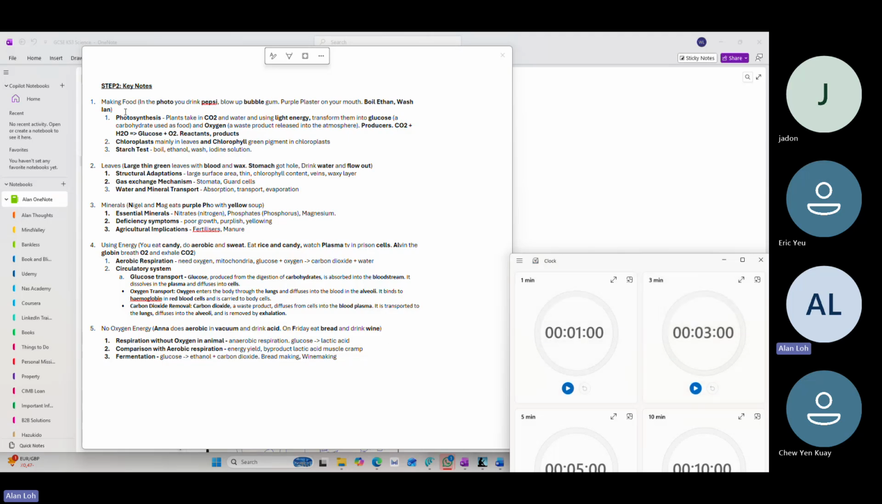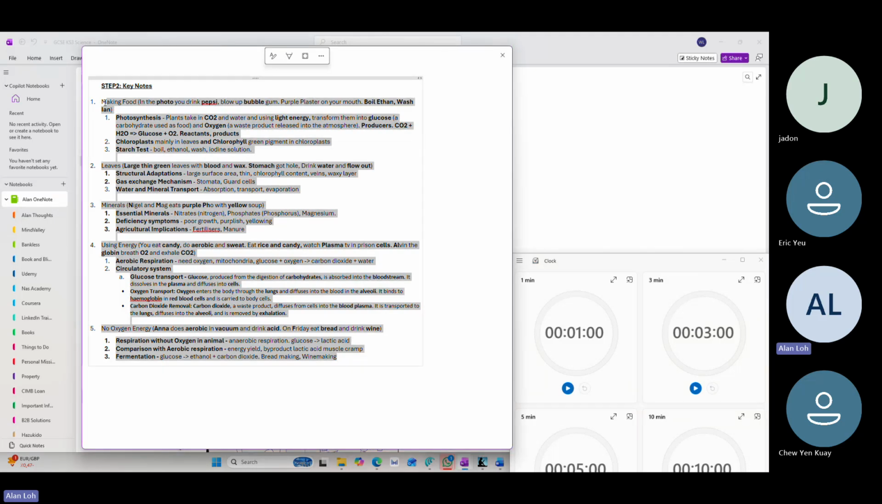Step 2, let's do a quick review on what you have been reading. So we have 5 drawers. Before we go into that, do you still remember what is the story related to the drawers?